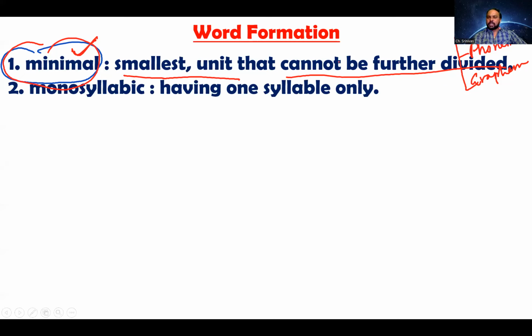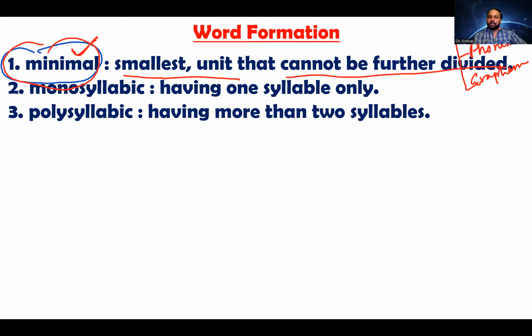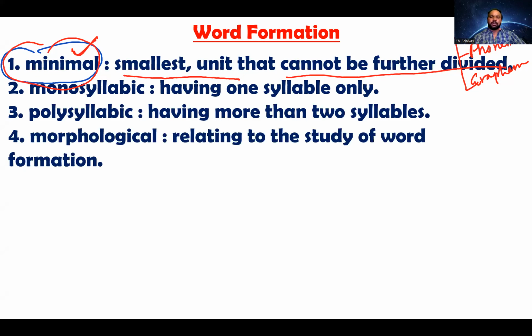And the next one is monosyllabic. We know monosyllabic, disyllabic, trisyllabic and polysyllabic. Monosyllabic means having only one syllable, and polysyllabic has more than 3 syllables. 3 kante ekkuva unte poly ani cheptamu. And then morphological. What do you mean by morphological? Relating to the study of word formation. So morphemes gurinchi study chesedi morphology leda morphological ani cheppukuntamu. Morphology is a noun, morphological is an adjective. So what is the meaning of morphological? Relating to the study of word formation.